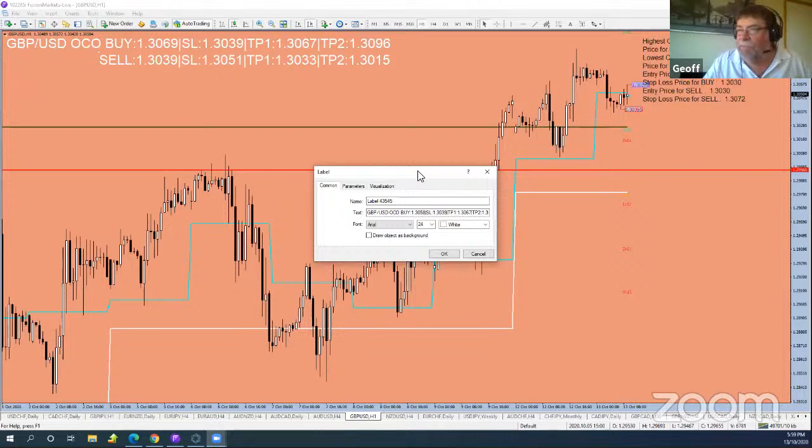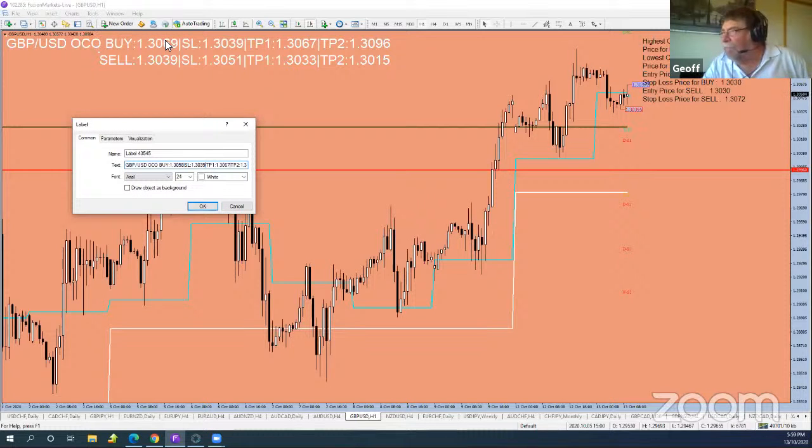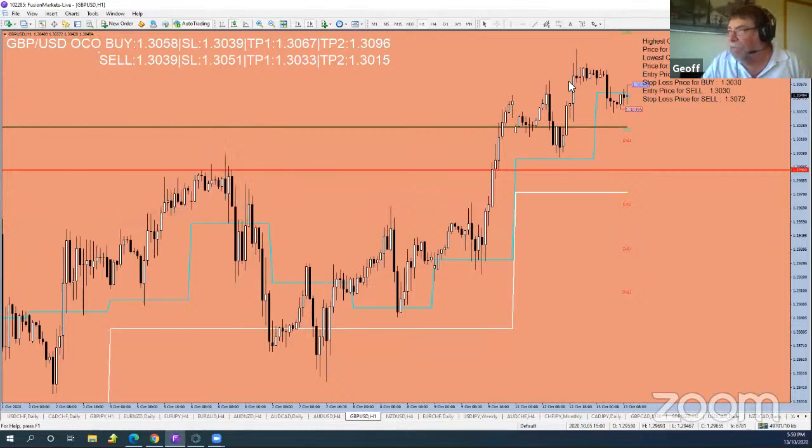Right. So what we have is the sell order is correct at this point in time. The buy order is going to be buying at 1.3058. Stop loss is going to be 1.3042.